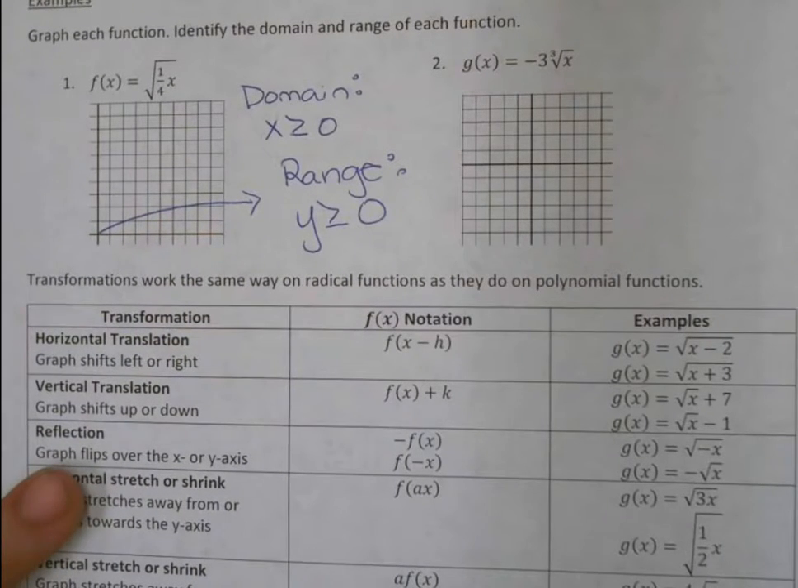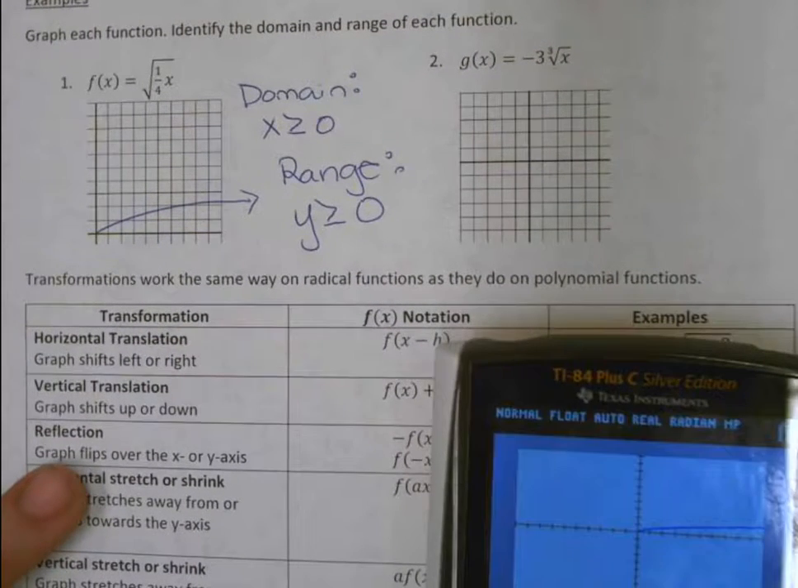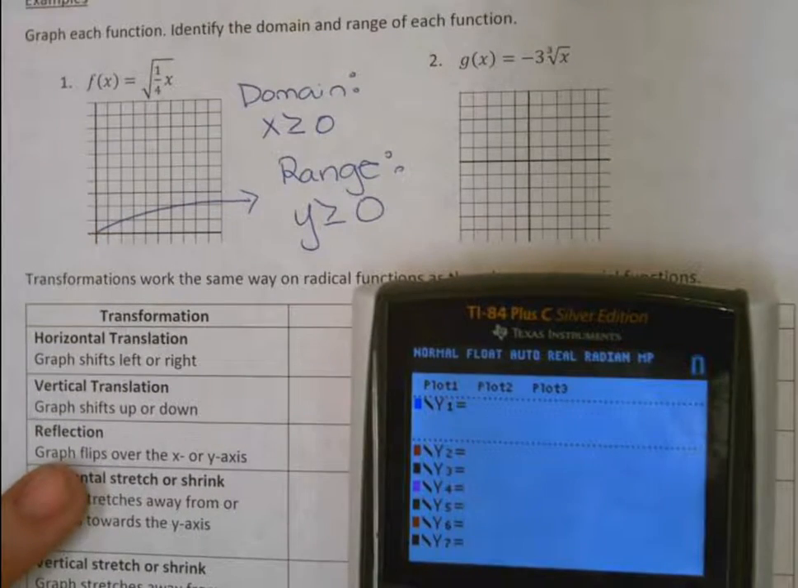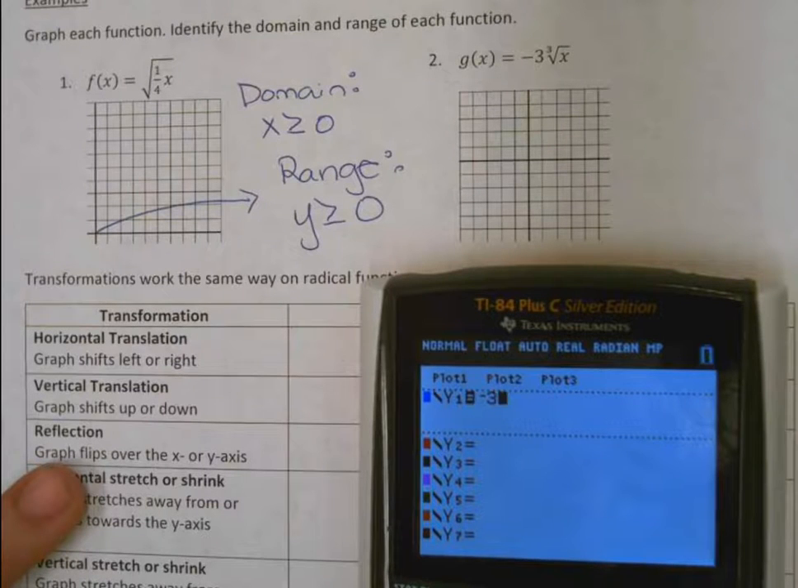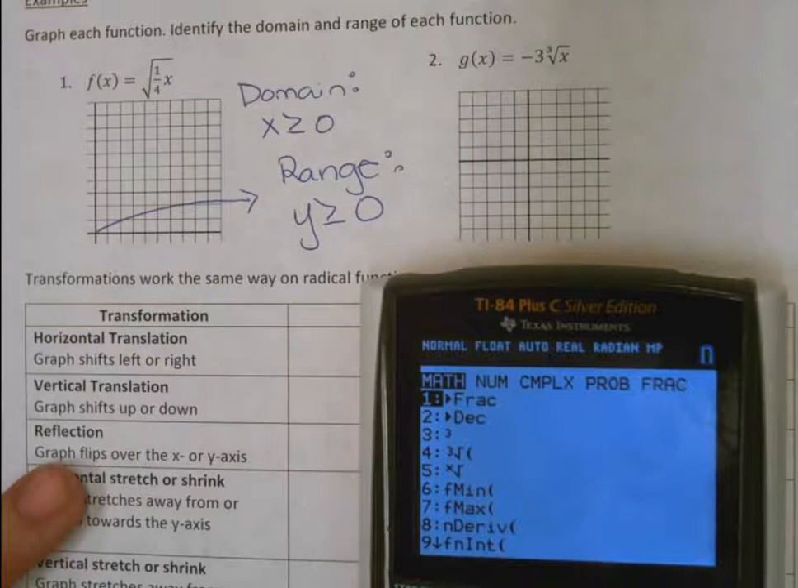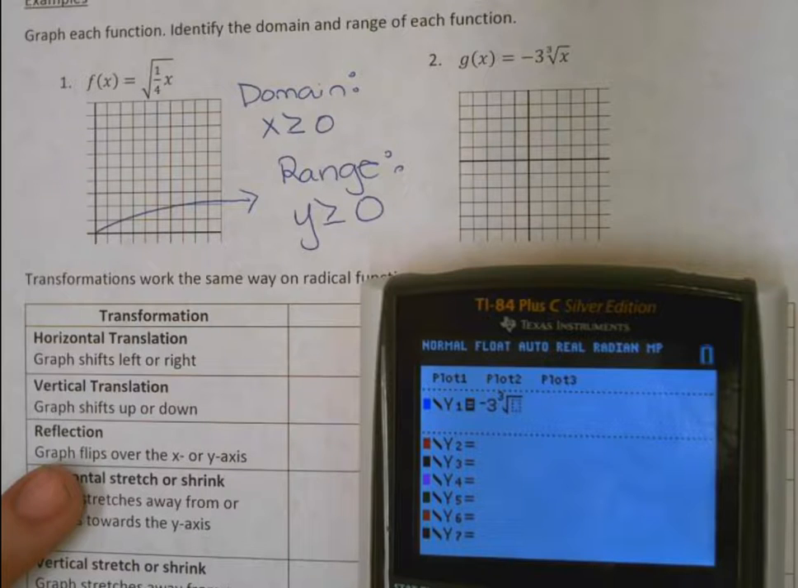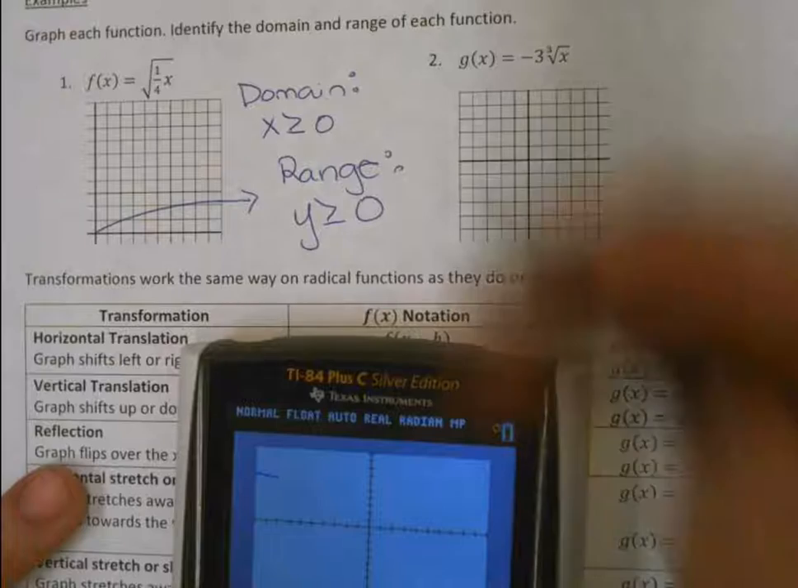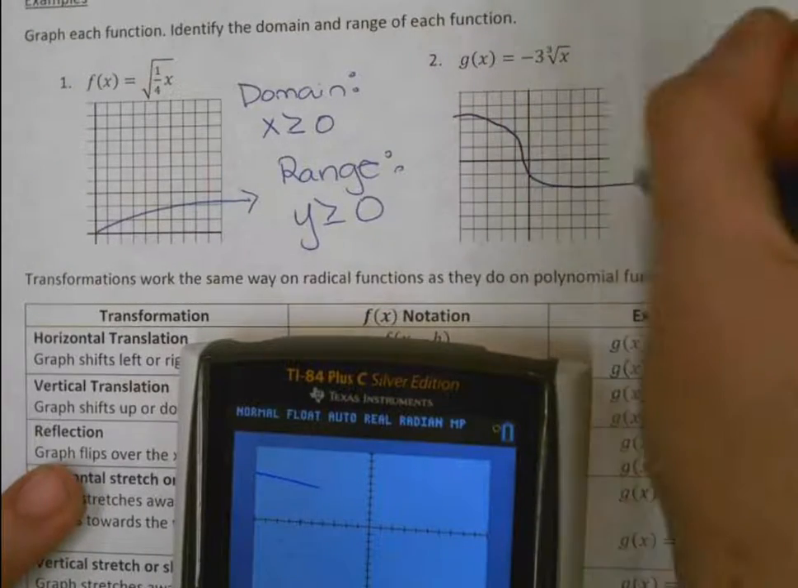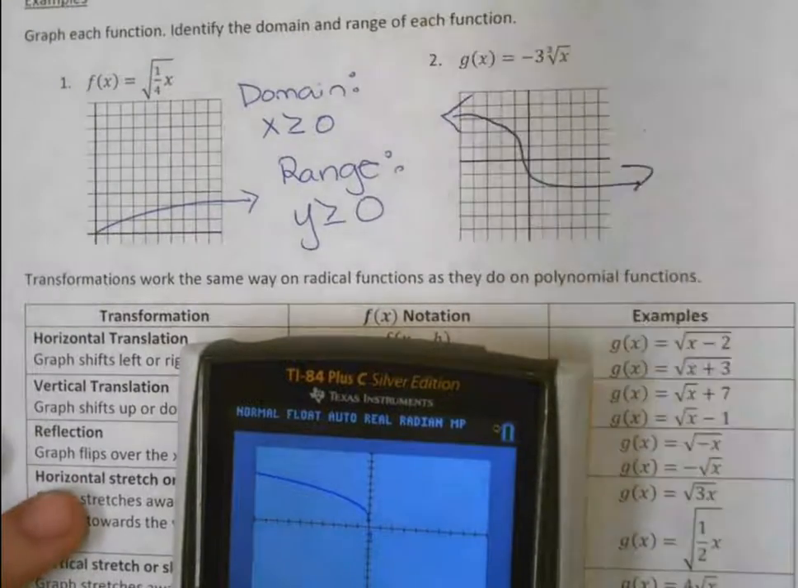Okay, so same thing with number 2. I'm going to type this one in the calculator. I have a number out front, so I type -3. Then to get the cube root, I'm going to go to math. And if I look at choice number 4, notice how it's got the 3 cube root. So I'm going to pick that choice. And then x. And then I go to graph. It looks kind of like this, right?